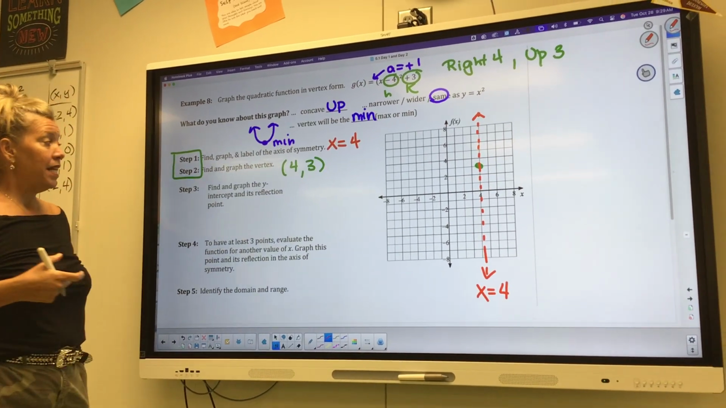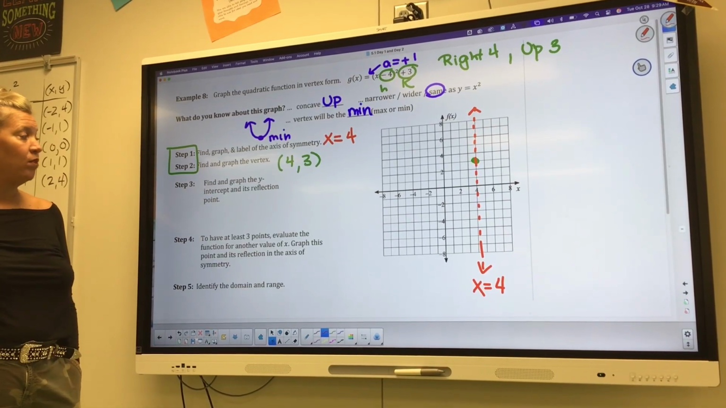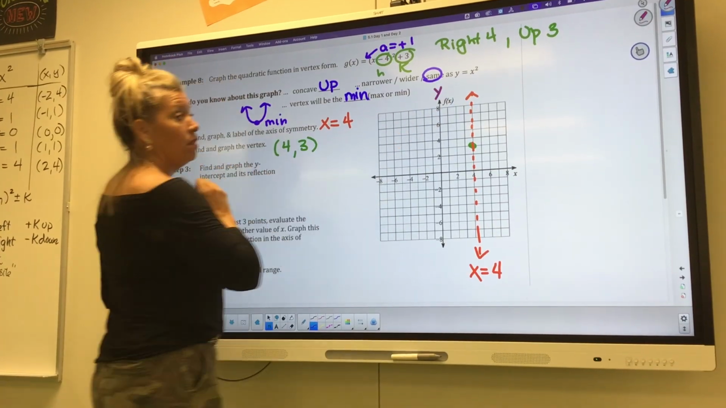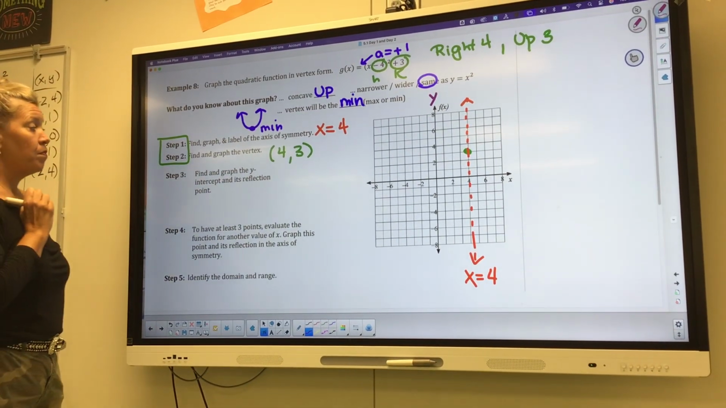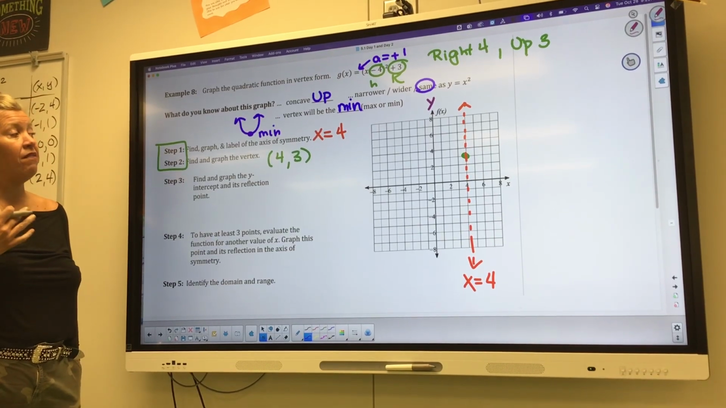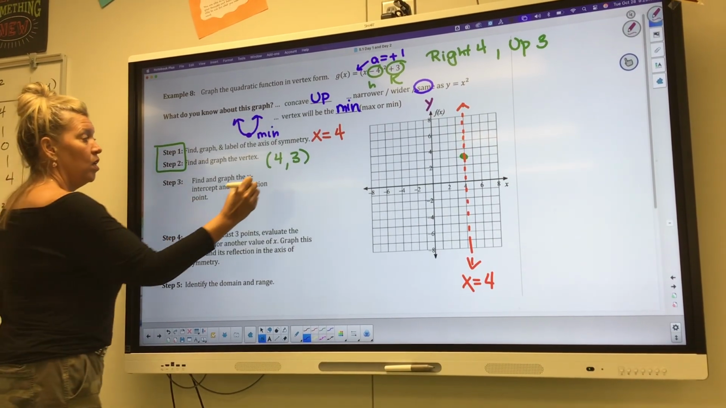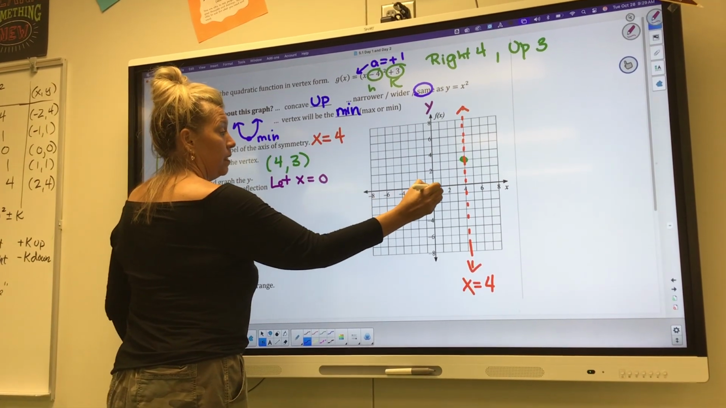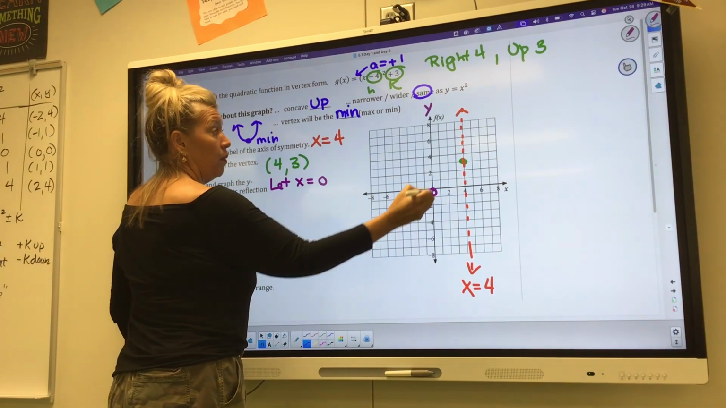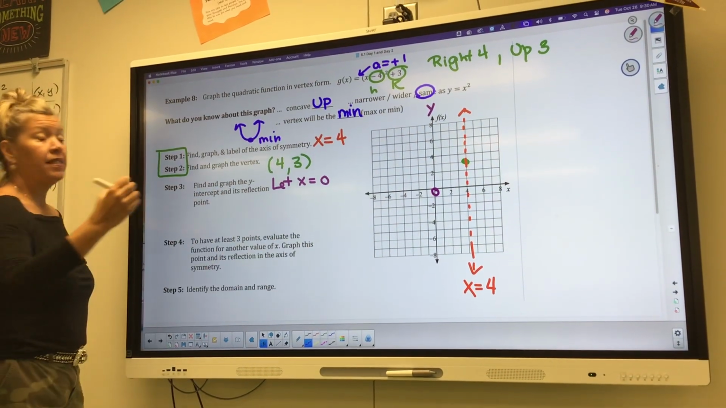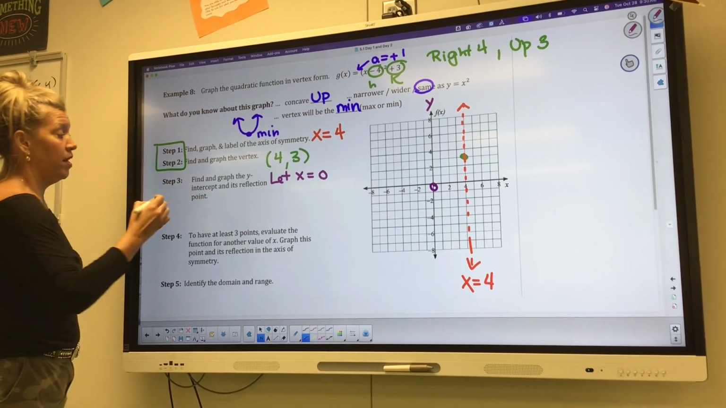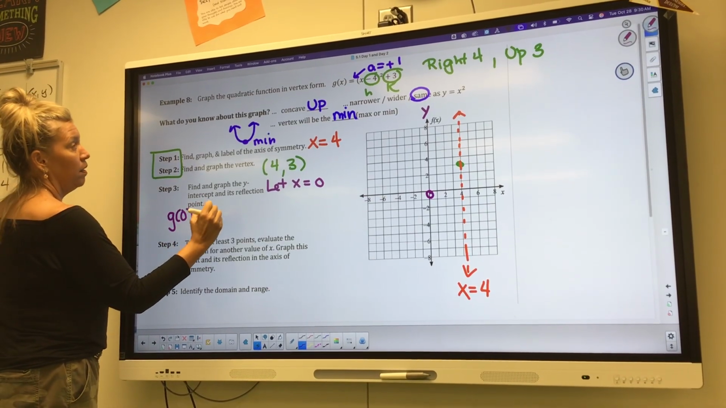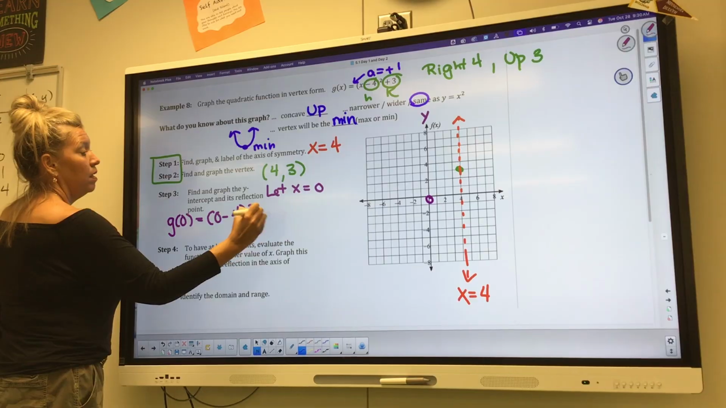Okay. The next thing it says is find and graph the y-intercept. So the y-intercept is where it crosses the y-axis. How we do this is we evaluate the function. We let x equal 0, because this is 0 here. We want to find out what is y. So we substitute that into the function. So g of 0. So 0 minus 4 squared plus 3.